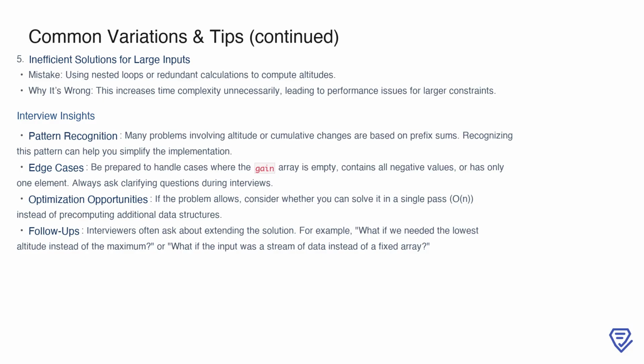It's also essential to handle edge cases effectively. For instance, consider what happens if the gain array is empty, contains all negative values, or has only one element. These situations can easily be overlooked, so always ask clarifying questions during interviews to confirm how such cases should be handled. Furthermore, look for optimization opportunities. For example, solving the problem in a single pass with O(n) time complexity is often preferred over pre-computing additional data structures. Be prepared for follow-up questions as well, such as adapting the solution to find the lowest altitude instead of the highest or handling a stream of data as input instead of a static array.